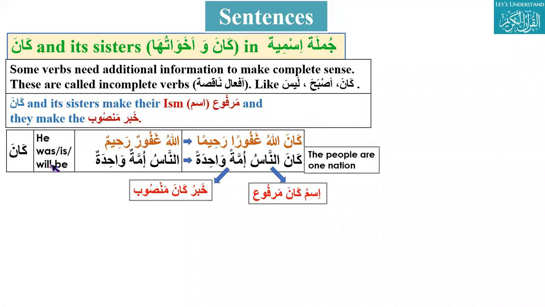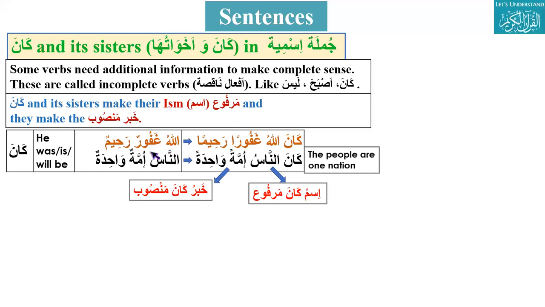First of all, we know that Kana means he is, he was, he will be. Take the sentence Allahu Ghafurun Rahimun. This is a Jumla Ismiya, where Allah is Mubtada and Ghafurun Rahimun is Khabar. When we put Kana, Allah will be Ismu Kana and Ghafurun Rahimun will be Khabru Kana. But what will be the effect? The Khabar will become Mansub. This is the main gist, the effect of Kana on Jumla Ismiya.